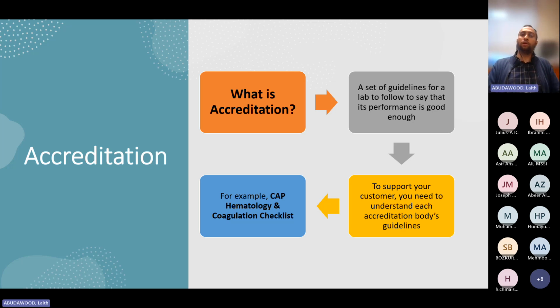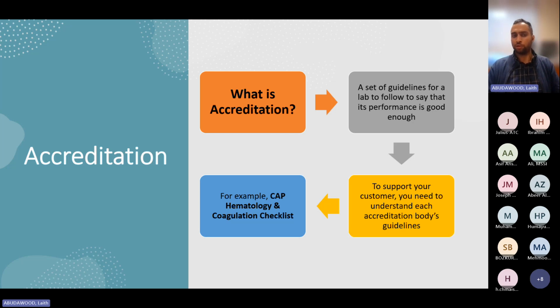Okay, so where can I find these guidelines? How can I read about this? How can I understand this? CAP has its guidelines, ISO has its guidelines, JCI has its guidelines. So for example, I will be sharing with you on WhatsApp the CAP hematology and coagulation checklist, which is their guidelines. But for ISO, there are guidelines that you can take from the customer.